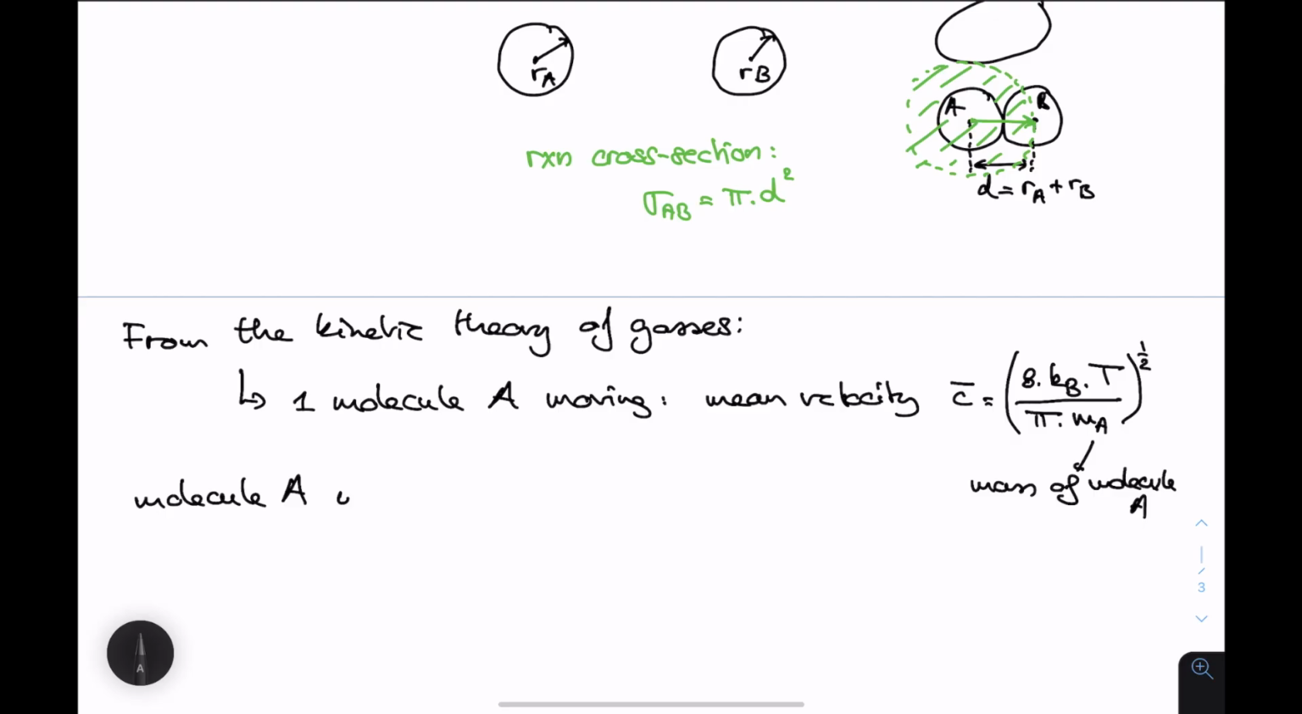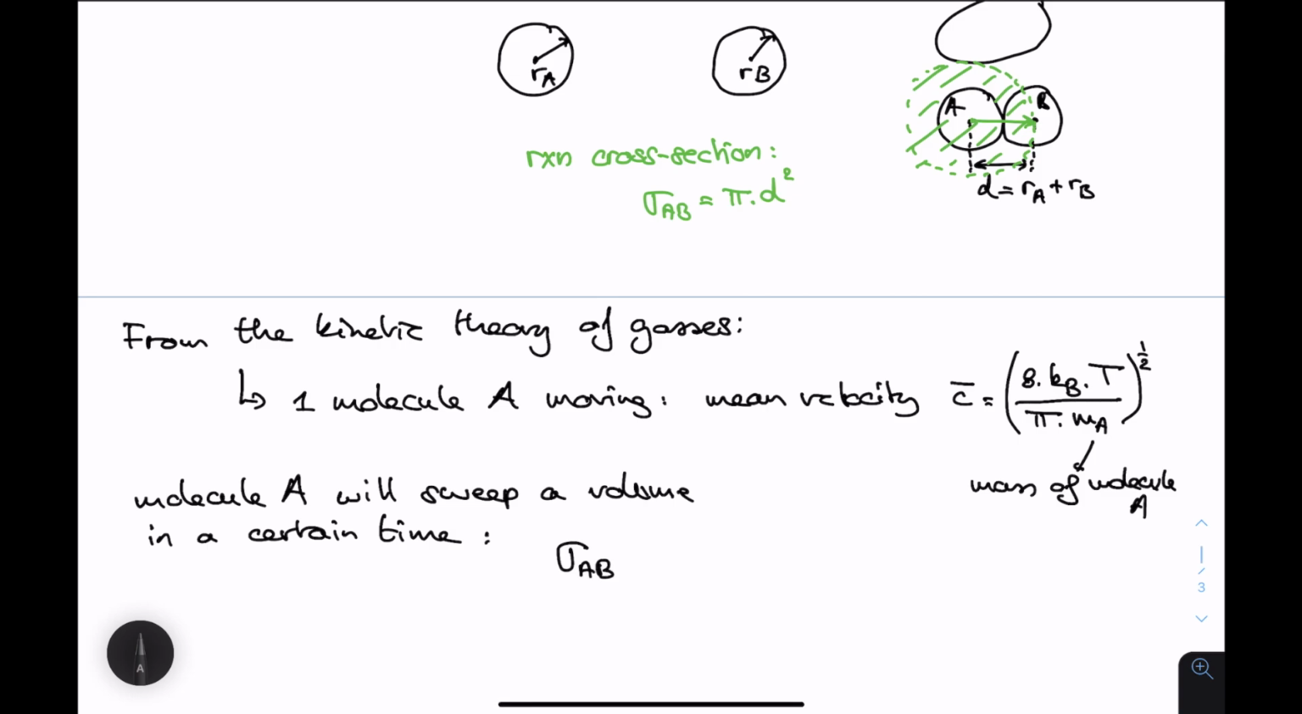The molecule will sweep a volume in a certain time, which is sigma AB, the reaction cross section, times the mean velocity. If you look at the units, meter squared times meter per second, that will be meter cubed per second.